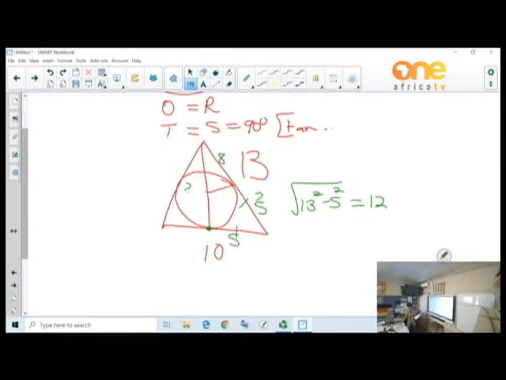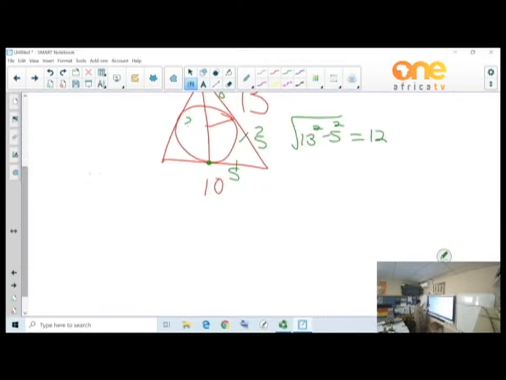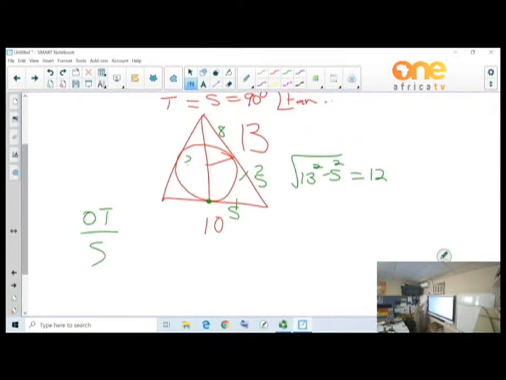So from there I'm going to use similarity now. And the similarity is going to say, I'm going to write here for you which side over which one. So OT over 5, let's just see if you can see it. OT over 5 is equal to 8 over 12. So I had to get those sides first. From there it's easy, cross multiplication, and then I get that OT is 3 1/3. But it was difficult here for the learners to see which side.